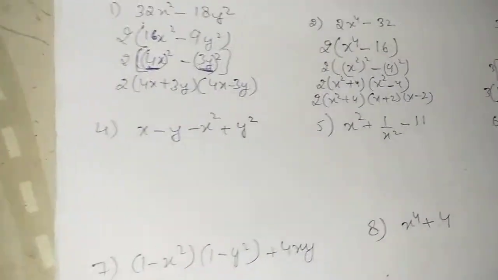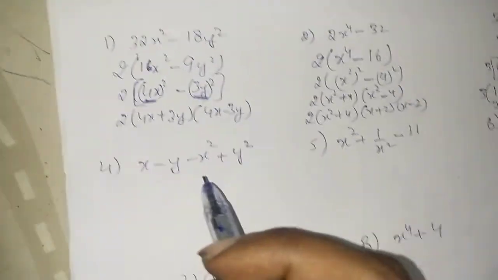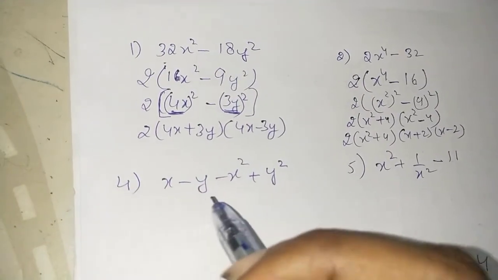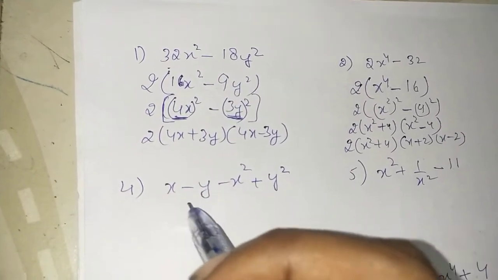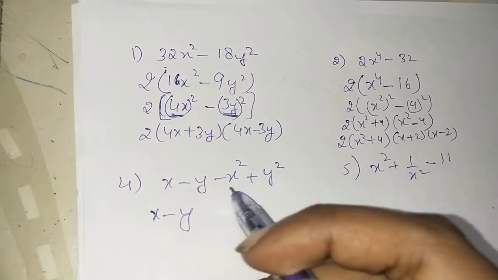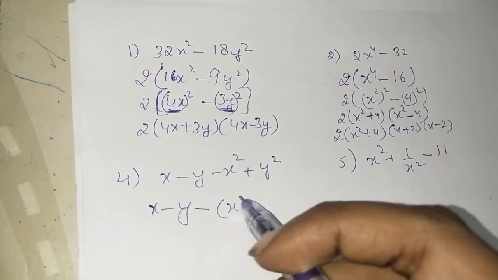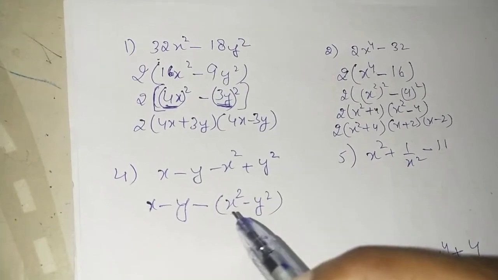Let's move on to the next one. Now we are having x minus y minus x square plus y square. Is there anything common in the first two terms? No, nothing is common. Let's note it down. In the next two terms, let's take out the minus sign common, so we will be left with x square minus y square.